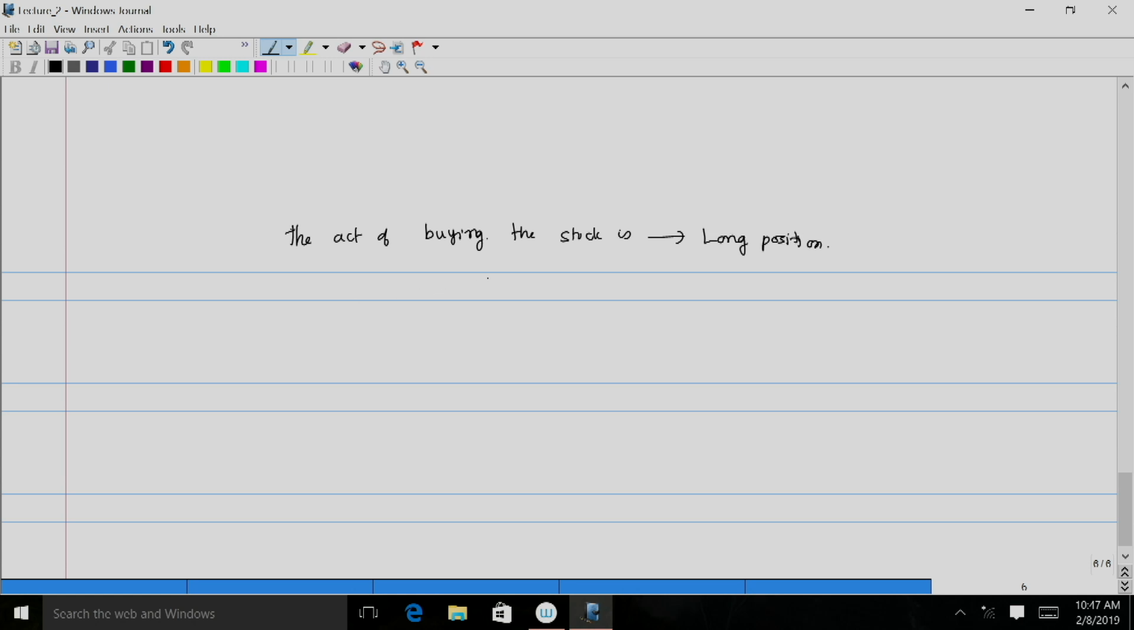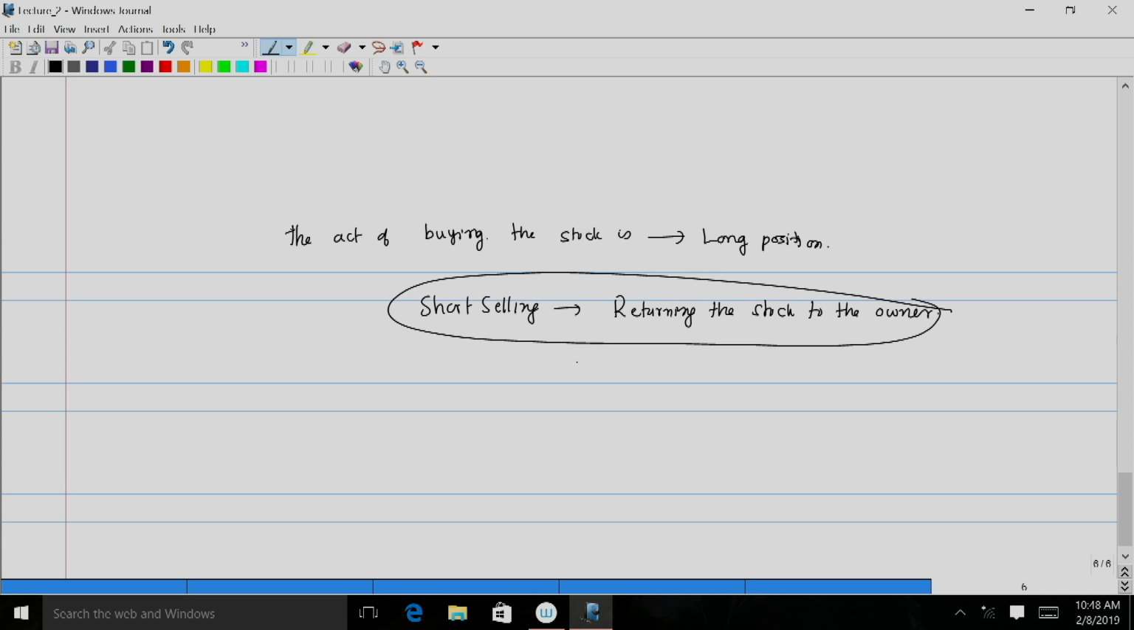Just one more point to add: this process of short selling and then subsequently returning the stock to the owner, meeting the obligation that you had to the original stockholder, is known as covering the short position.